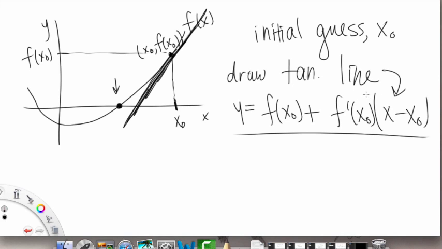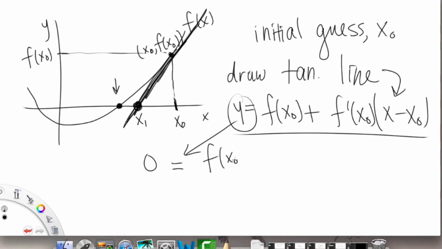That's the equation there. Now what we're going to do is find the x-intercept of it. So here's our tangent line, and this is the x-intercept. Now we're going to make that x-intercept our new x sub 1. To find that x-intercept, at that point our y is equal to 0, so we want to make our y equal to 0.